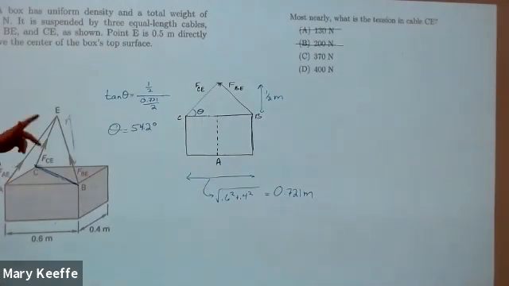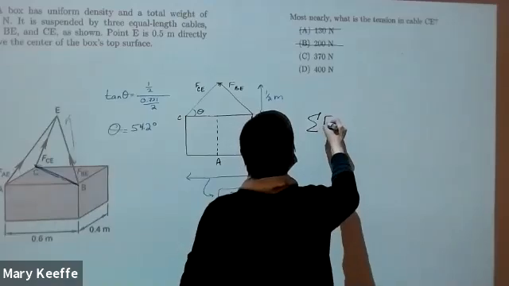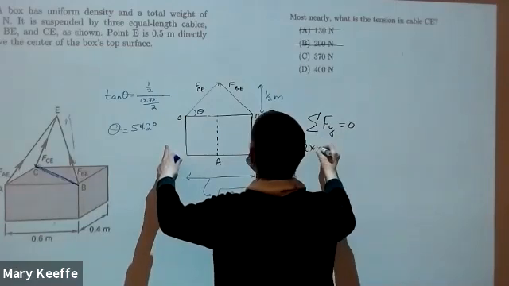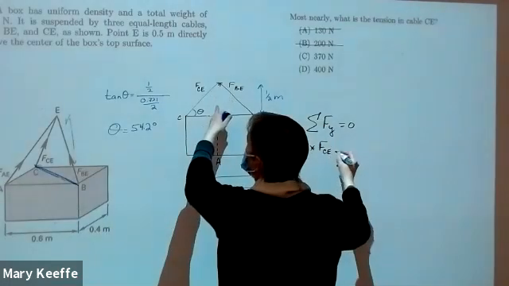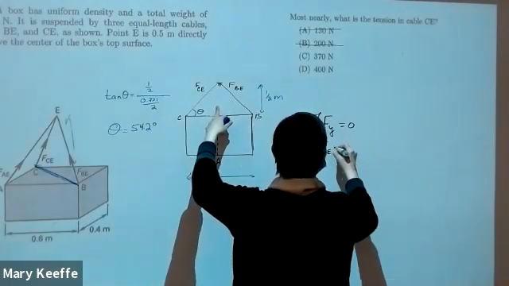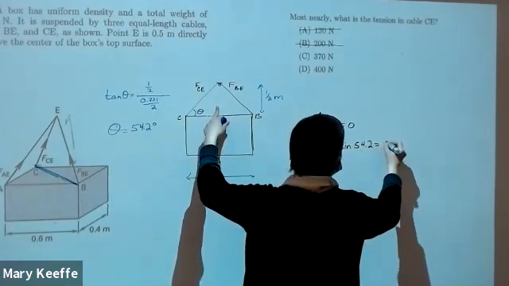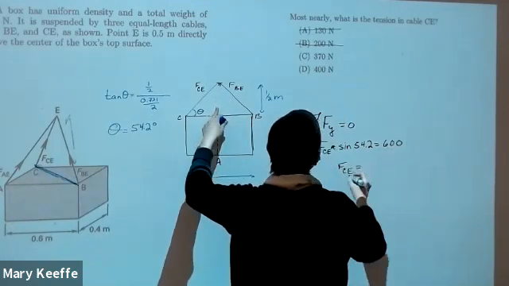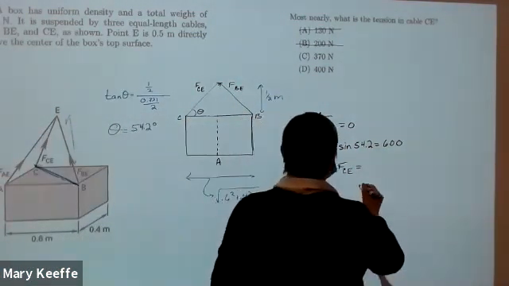Once I've got that, I can just take the two y components and set that equal to the weight. I'm summing forces in the y direction. So I've got 2 times, I'll call it FCE, and I need the vertical component, so I've got sine 54.2, equal to 600. When we solve for FCE, I get 370 newtons.